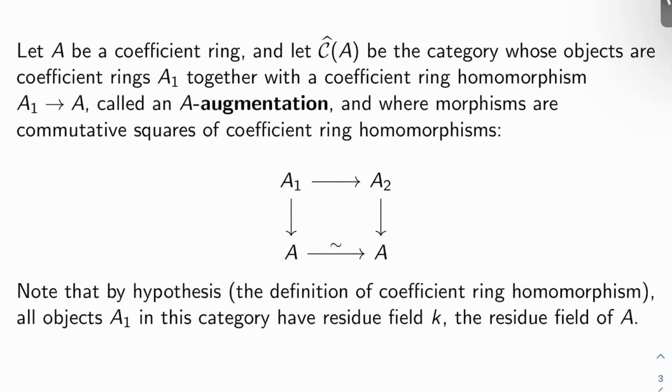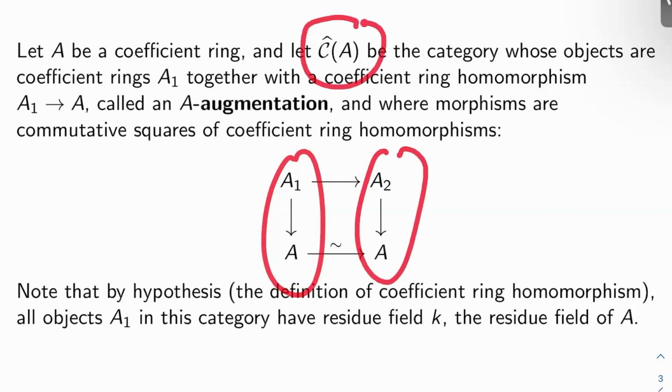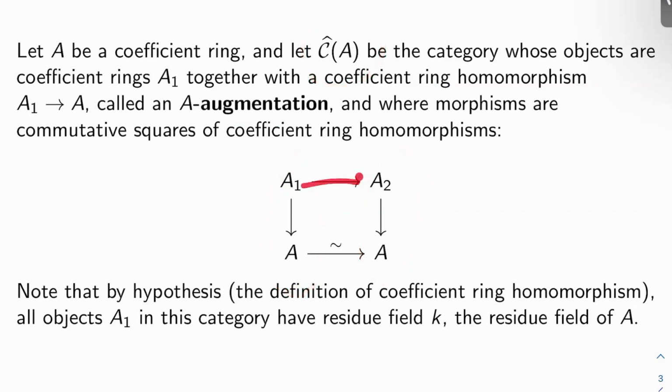So look, you have two elements, A1 to A, and A2 to A in C hat of A. So what should a map between them be? Well, it should definitely be a map from A1 to A2 because these are the objects of focus in the category if you just ditch the maps to A. And then the map from A1 to A2 should just commute a square, right?